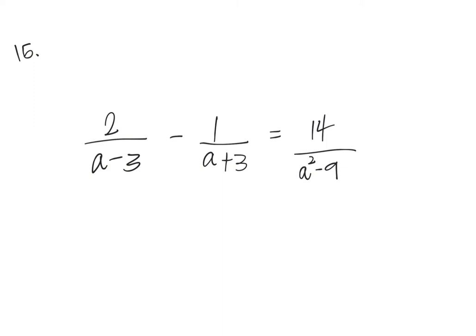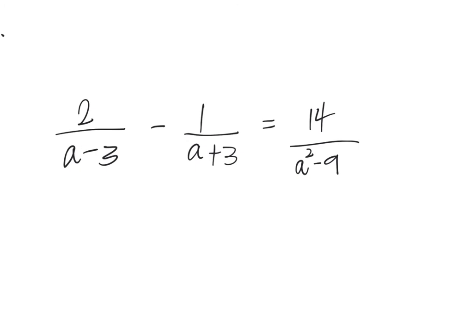This is number 15 from the test 1 review. With this rational equation, I basically want to get rid of the fraction. That's what needs to happen in order to solve it. And to do that, I need to multiply everything by the LCD. Well, I have to find the LCD first.